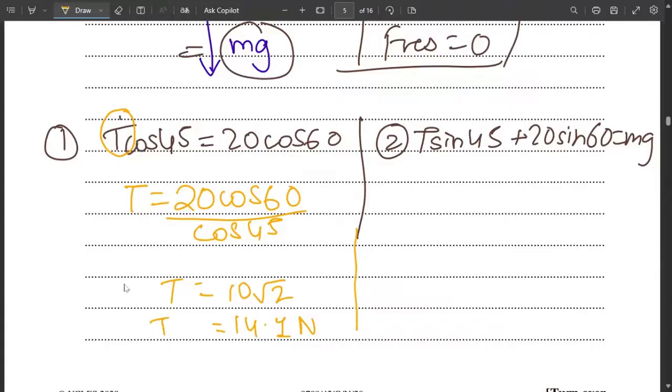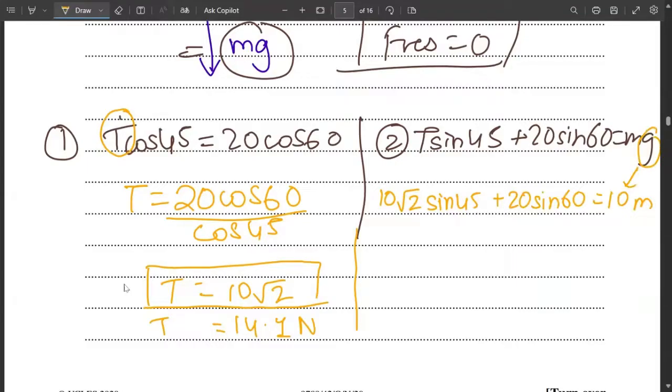Now let's go ahead. Instead of this T, I can write 10 root 2 now. So I'll do nothing but 10 root 2 sine 45 plus 20 sine 60 equals 10m, because this g is 10. Now do nothing but take 10 down upon 10. The 10 multiplied here goes down and becomes divided by 10. Basic grade 8 mathematics, grade 6 mathematics.